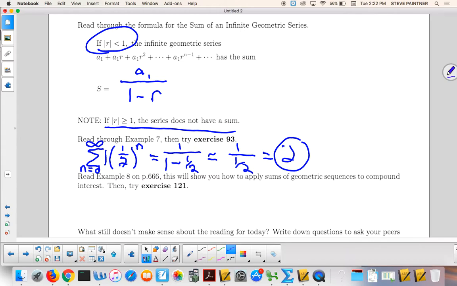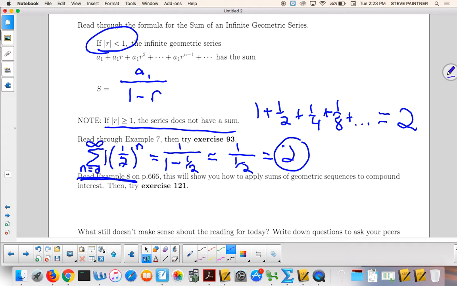Which is kind of interesting when you think about it, because this infinite sum right here is basically 1 plus 1/2 plus 1/4 plus 1/8, all the way through infinity. You add infinitely many terms. That is actually equal to 2. It never goes past 2. It just continues to approach 2 and becomes equal to 2. That's kind of an interesting fact about infinite sums.